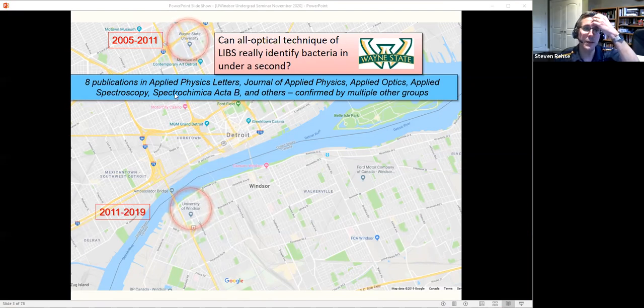This has basically been proven, or at least shown by us, in 8 publications spanning my time in these 2 places, in journals like Applied Physics Letters, Journal of Applied Physics, Applied Optics, Applied Spectroscopy, which is a big one we publish in, Spectrochimica Acta, and others. And this has been confirmed by multiple other groups all over the world. This is certainly not just me saying this. I didn't come up with this idea. I was inspired by others, and I'm not the only person doing it, but it's pretty well consensus now that this technique actually does work for identifying bacteria.